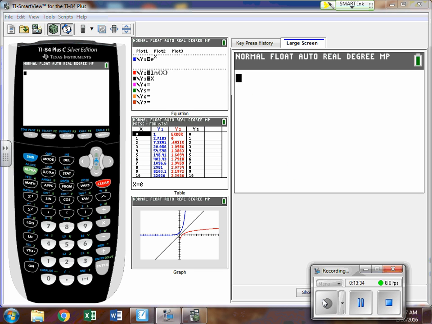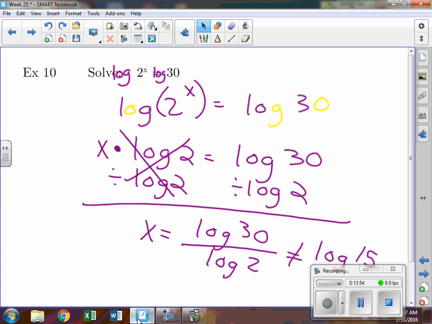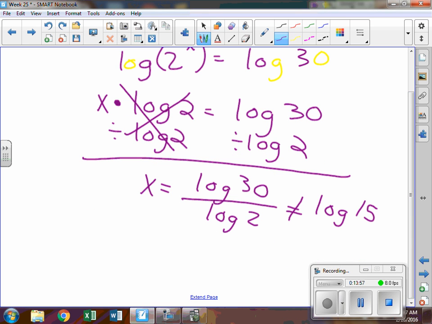Alright, typing in log of 30 divided by the log of 2. Of course, we know the logarithm button is over here. So the logarithm of 30 divided by the logarithm of 2. And so we obtain our answer to 3 significant digits. x is equal to 4.91.